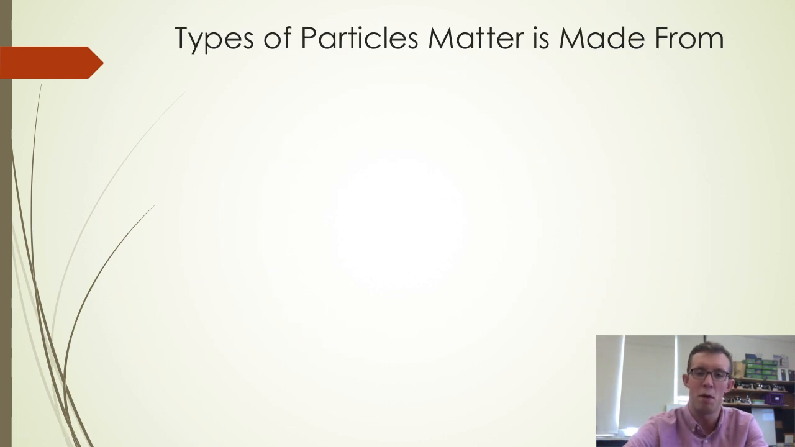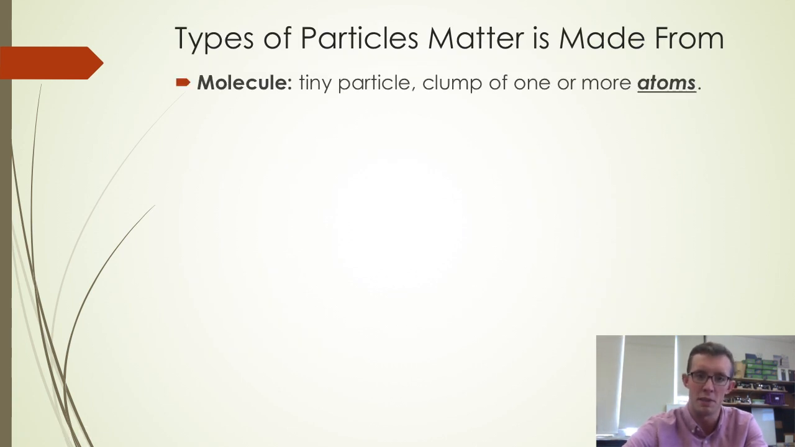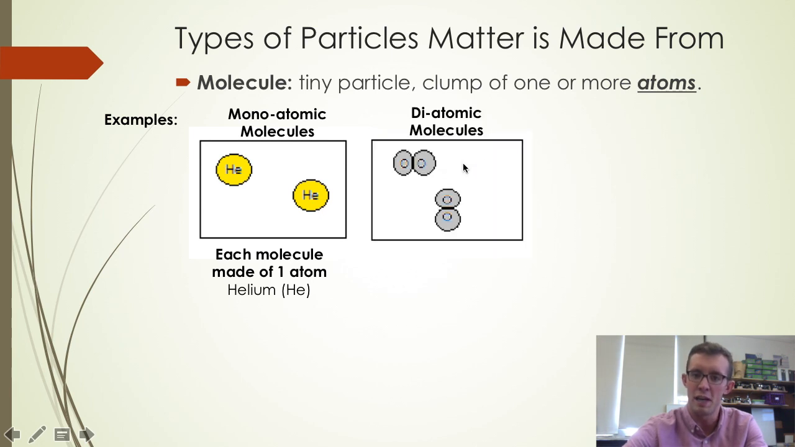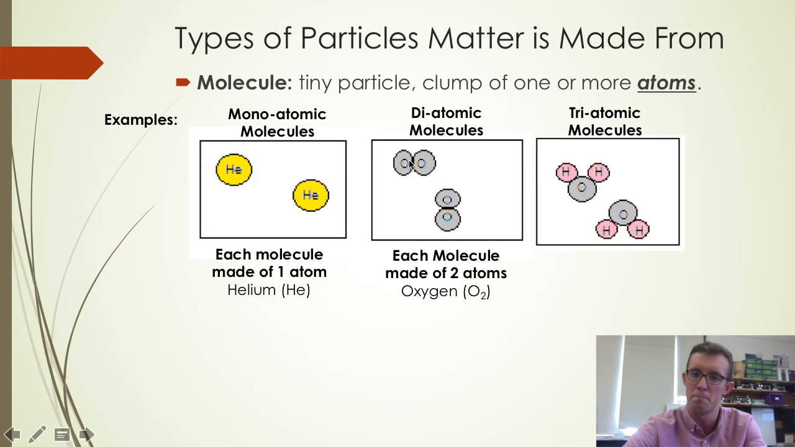The main type of particle that matter is made from is something called a molecule, which is a very, very tiny particle made of a clump of one or more atoms. An example of this would be helium, which is called a monoatomic molecule, which has molecules that are made up of individual atoms. Or stuff like oxygen, which is called a diatomic molecule. Each molecule is made of 2 atoms.